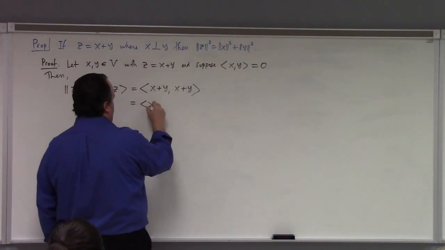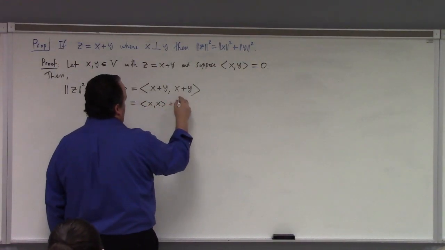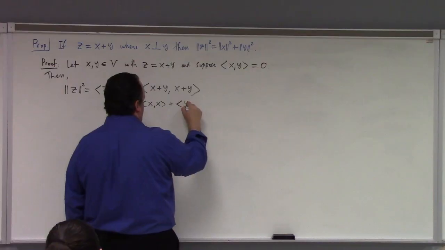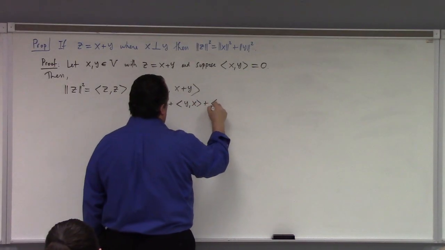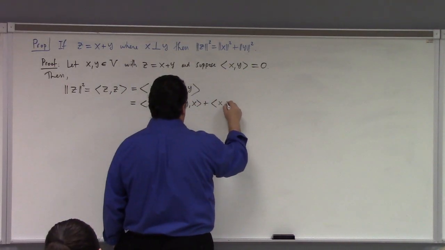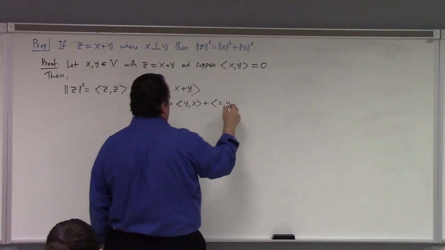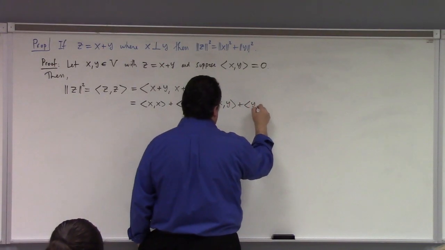So this is the inner product of x and x, plus the inner product of y with x, plus the inner product of x with y, plus the inner product of y with y, right?